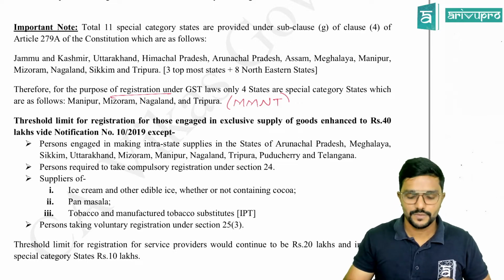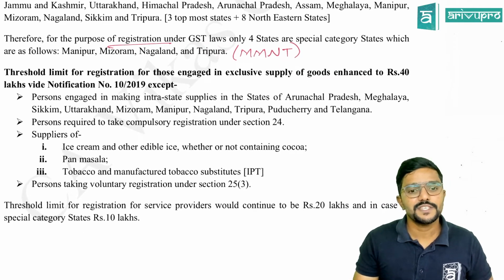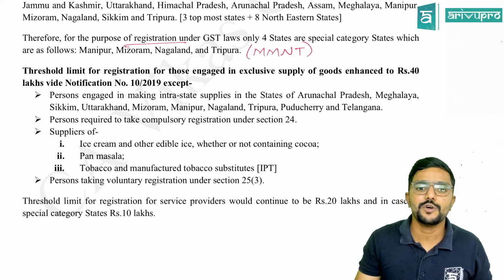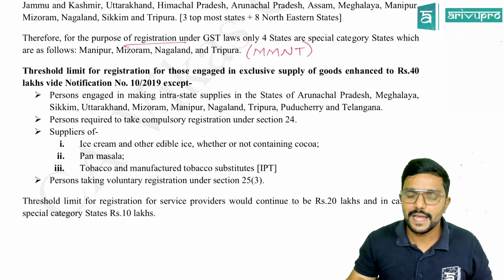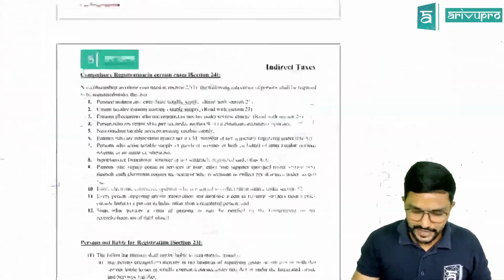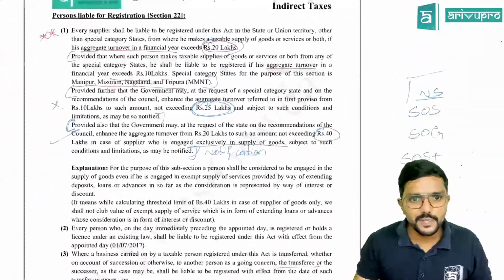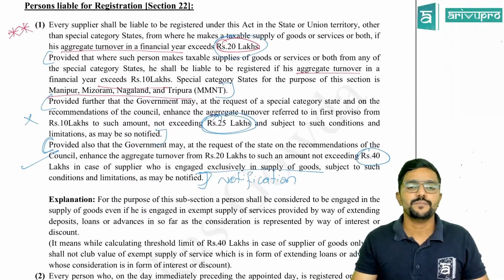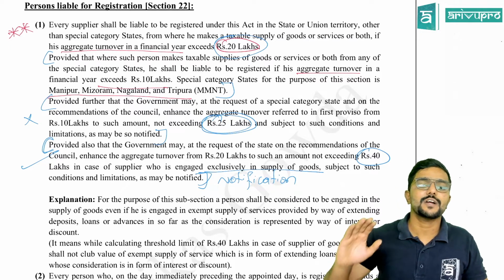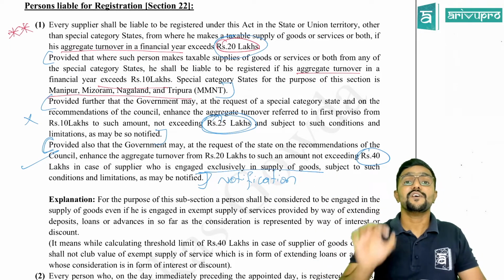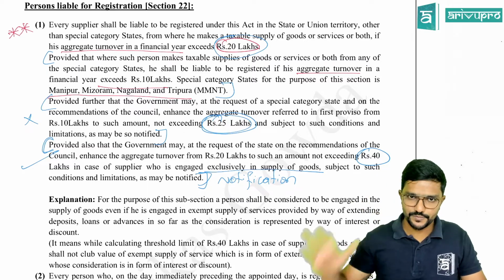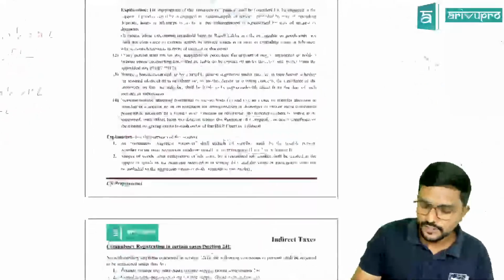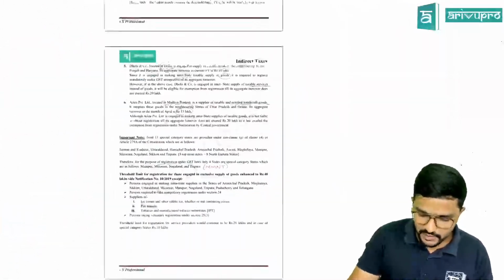Okay, now threshold limit for registration for those engaged in exclusive supply of goods enhanced to 40 lakh vide notification number 10/2019, except. So I told you we are yet to cover the notification. Section 22 third proviso gave the power to the government to extend the limit of 20 lakh to a maximum of 40 lakh for the exclusive supplier of goods for the normal states. Agree? Using this power, the government has released a notification. That is what we are reading now.